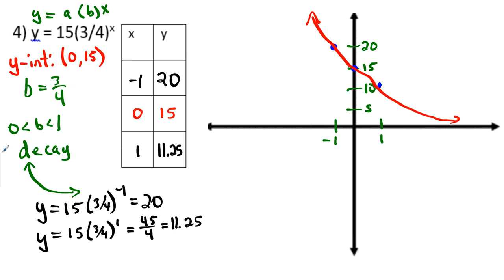Here's the correct graph for number 4. So this was a decay function because the b value, which is your scale factor, was between 0 and 1. Then we put that y-intercept right in the middle of our table, 0, 15, because that was our a value. And then we went 1 up and 1 below, plugged those back in for x, and got our corresponding y values, plot the points, and have our decaying function.